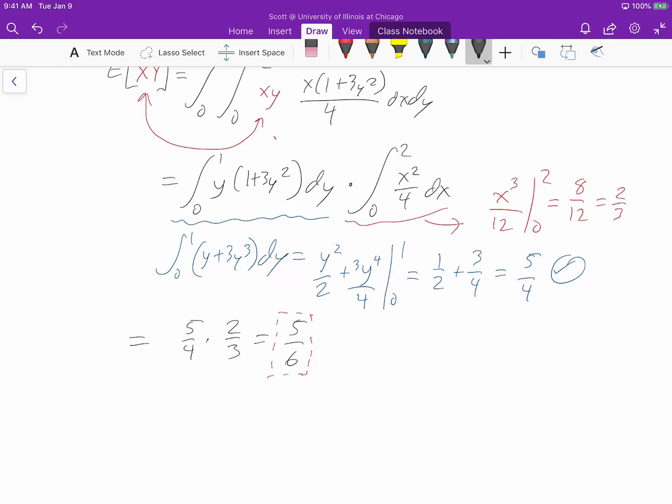So our covariance, sigma xy, is then 5/6, that's the expected value of xy, minus the mean of x times the mean of y, which we calculated earlier. So this is mu x times mu y, and this is the expected value of xy.